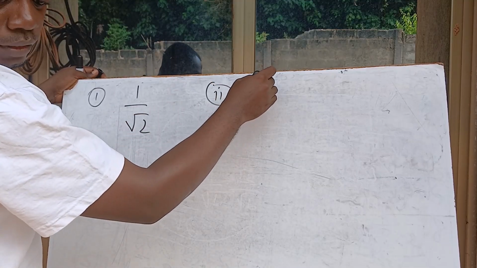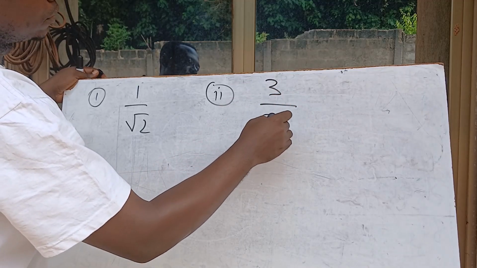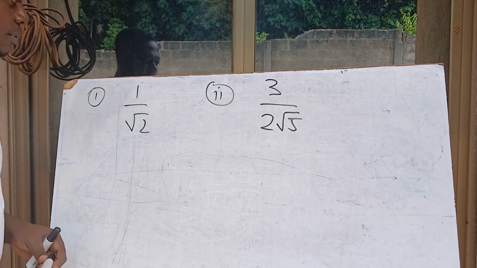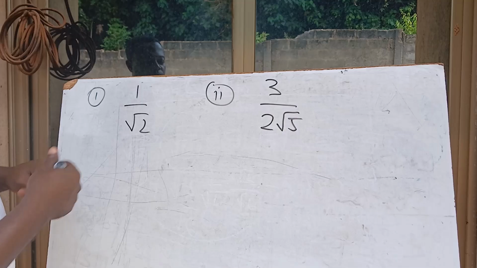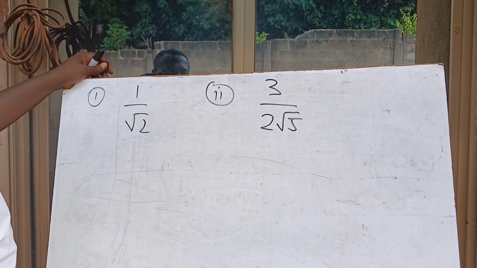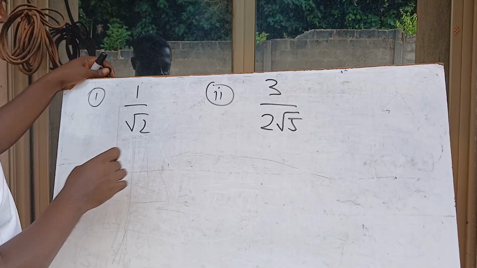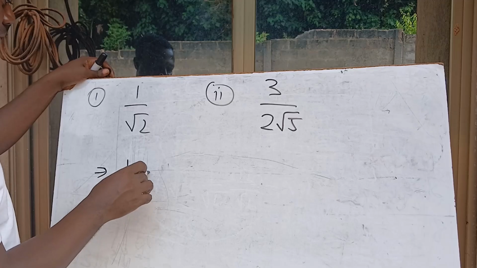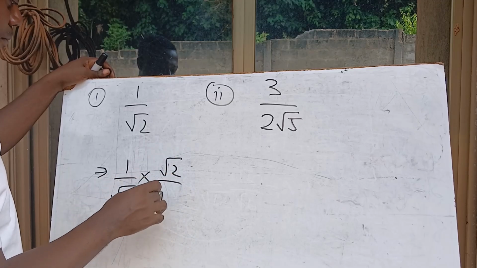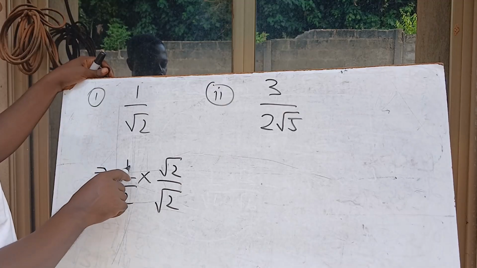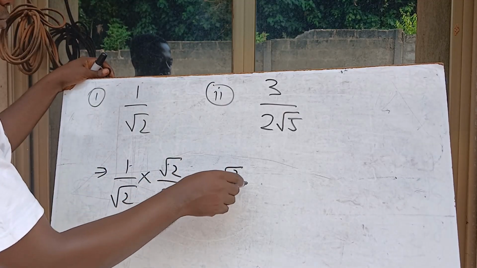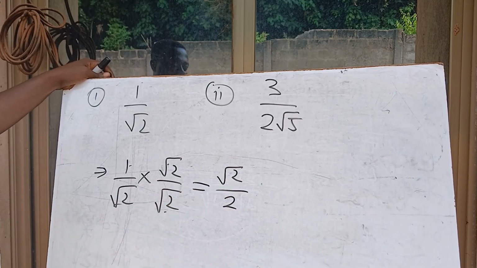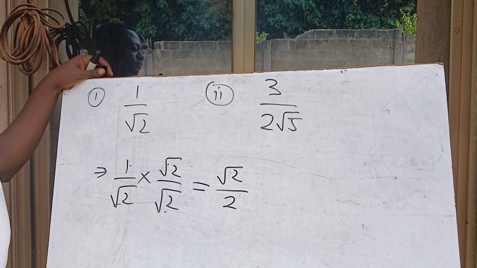And we have 3 on 2 root 5... let's take 3 over 2 root 2, and let's rationalize this. Now remember the rule. We said we can only do that by multiplying both numerator and denominator by the denominator. So times square root of 2 over square root of 2. 1 times square root of 2 is square root of 2, and square root of 2 times square root of 2 is 2. Remember the properties.